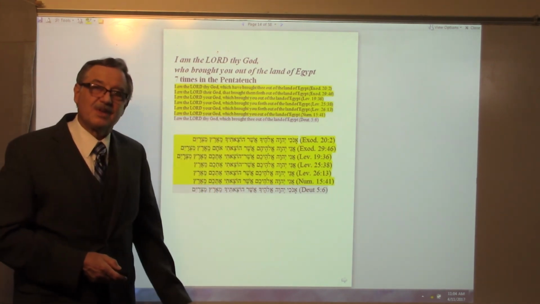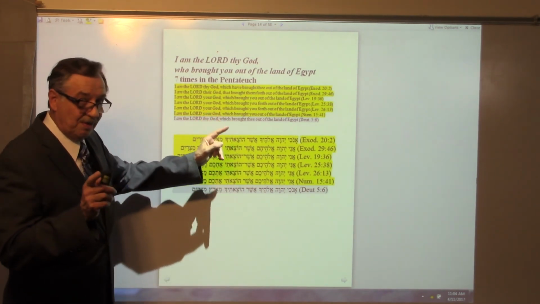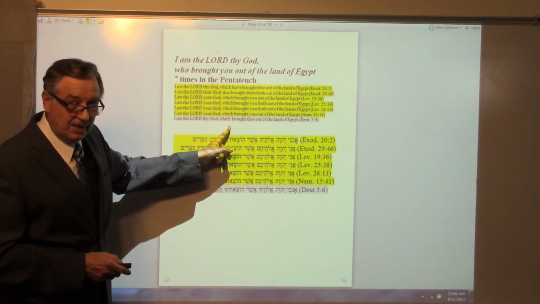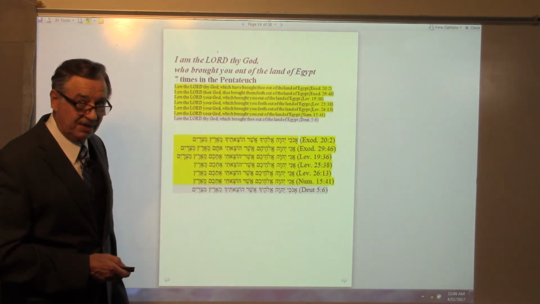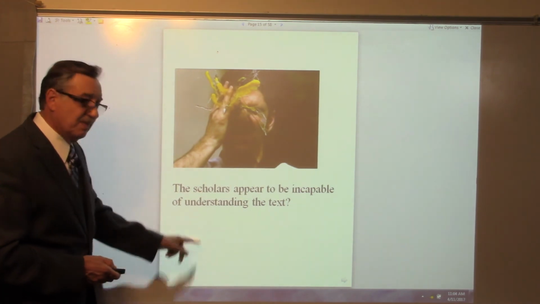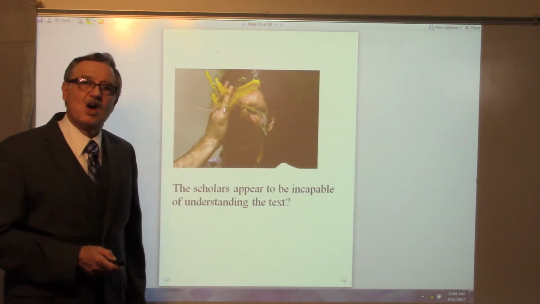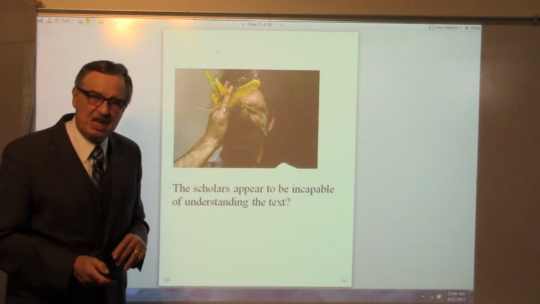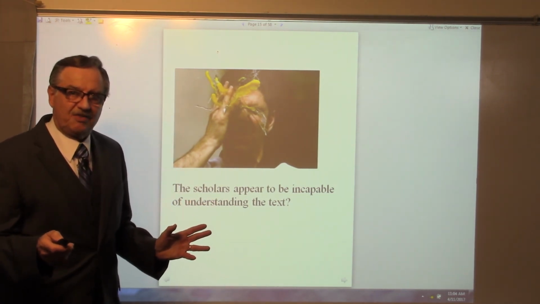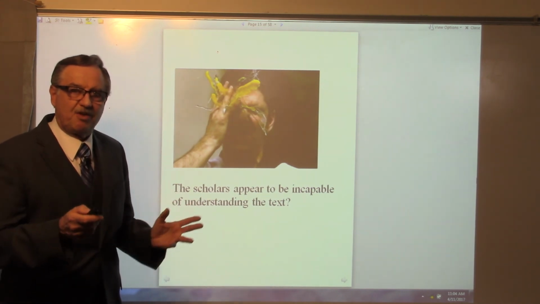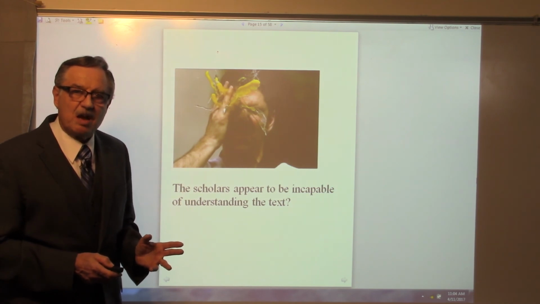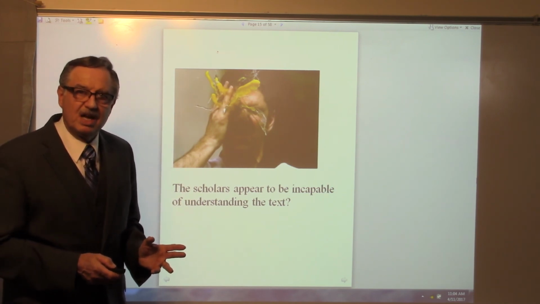Of course, the other reality is that all 7 were written by the same individual. And there is no such thing as the documentary hypothesis. Scholars appear to be incapable of understanding the text. How can they miss this kind of repetition in the text all these years and come up with this bizarre philosophy and theory, this myth they've created about the documentary hypothesis in Yale, Harvard, Cambridge, Oxford, Princeton? This is what they teach.